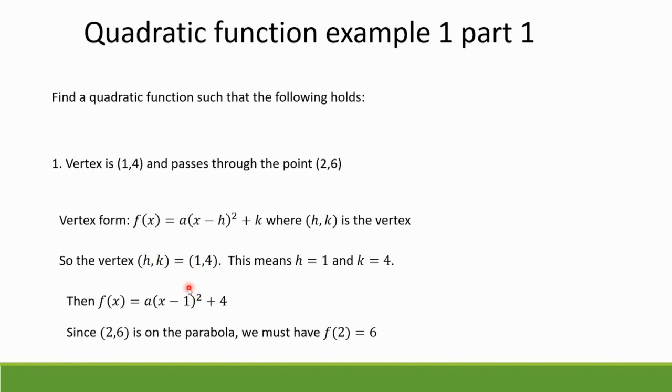So we know h is 1, we know k is 4. We substitute. We're not done though, because we don't know what a is. But that's okay though. And why is that? Because we have this other point, (2, 6), that's on the parabola, on the graph that is. In other words, when x is 2, we have to get back 6. So f(2) must be 6.